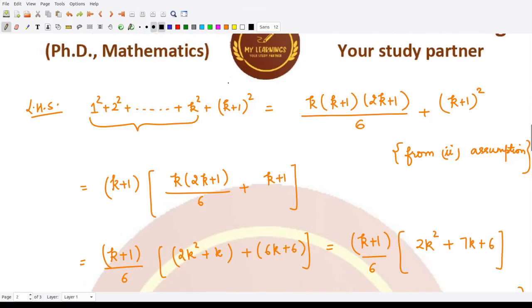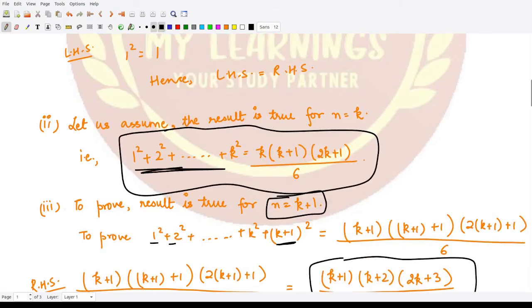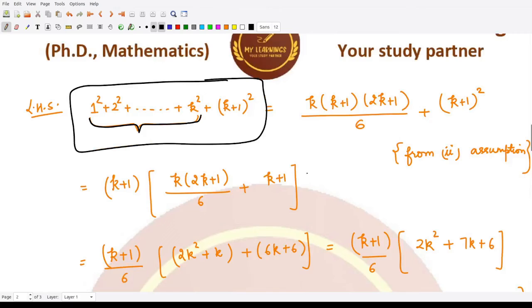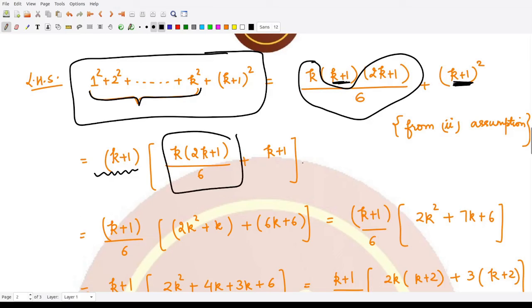In the left hand side, the first k terms are nothing but your second part, the assumption you made, given by the formula k(k plus 1)(2k plus 1) divided by 6. So you have k(k plus 1)(2k plus 1) divided by 6 plus (k plus 1) whole square. Here you can clearly see k plus 1 is in both terms, so you can take it as common. You are left with (k plus 1) by 6 into [k(2k plus 1)] and one more (k plus 1) left over.